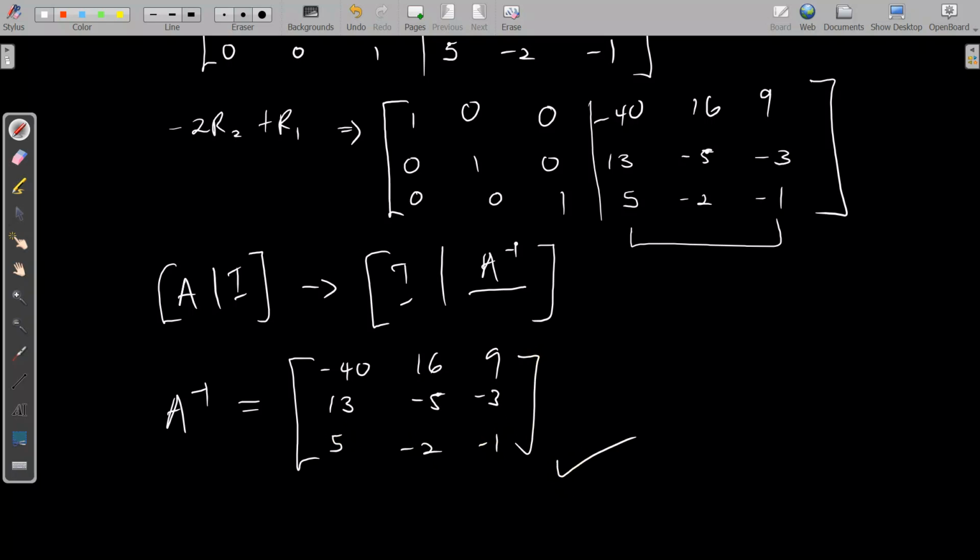Okay, so that is one way of finding the inverse of a matrix. And if you want to confirm whether this is true or not, you can multiply A and A inverse and see if you get the identity matrix, but I assure you that you're going to get the identity matrix.